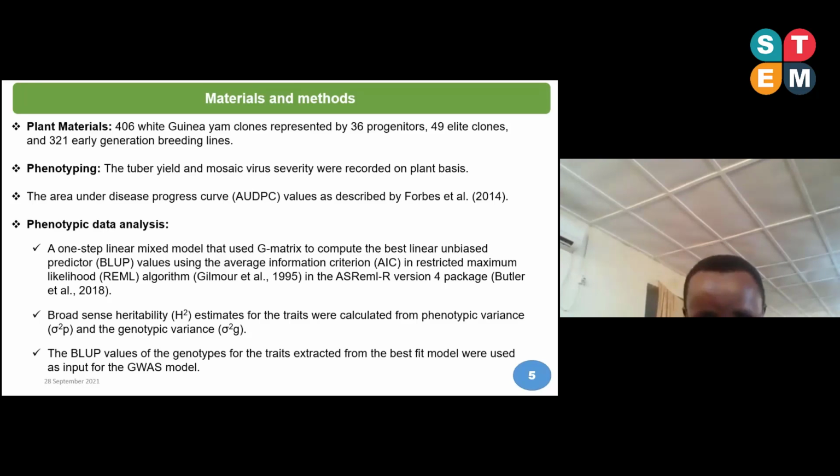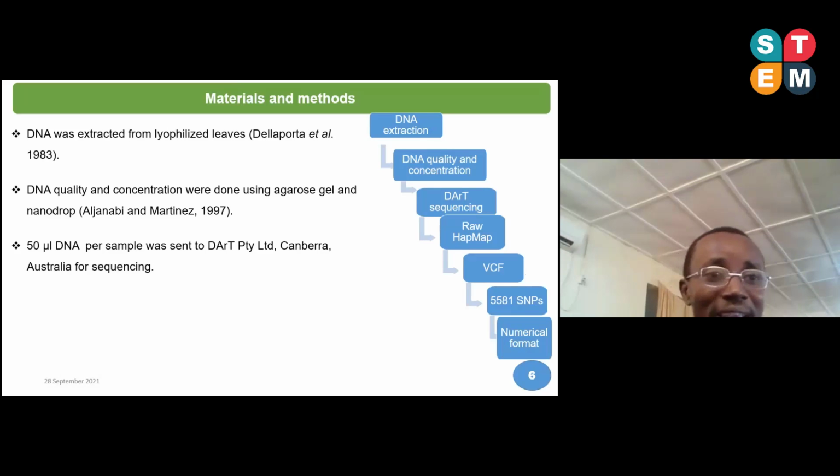We can see all of them highlighted. I can't read through all of them. So broad sense heritability was also obtained using Robinson et al. 1949 rather. So the best linear unbiased values of genotypes for traits extracted from the best fit model were used as input for the GWAS model.